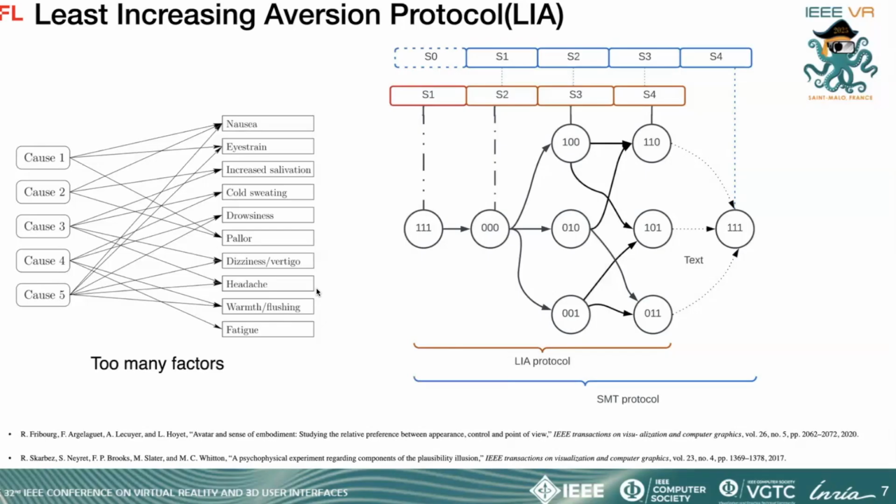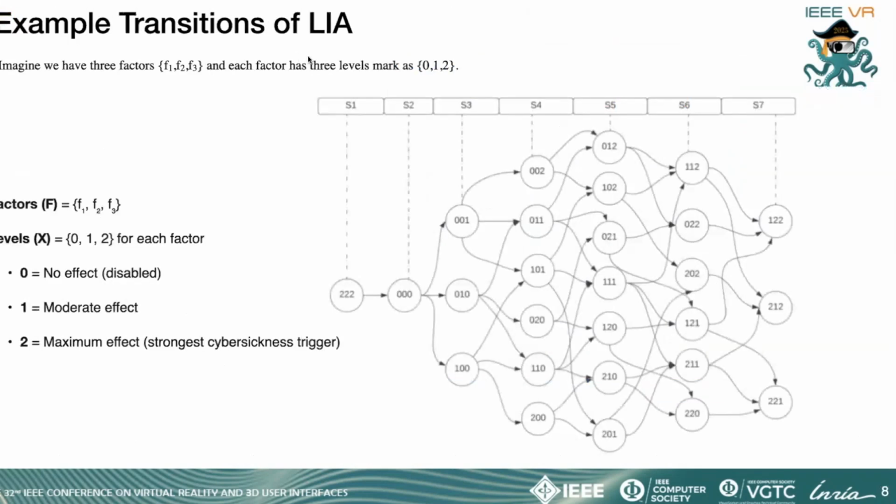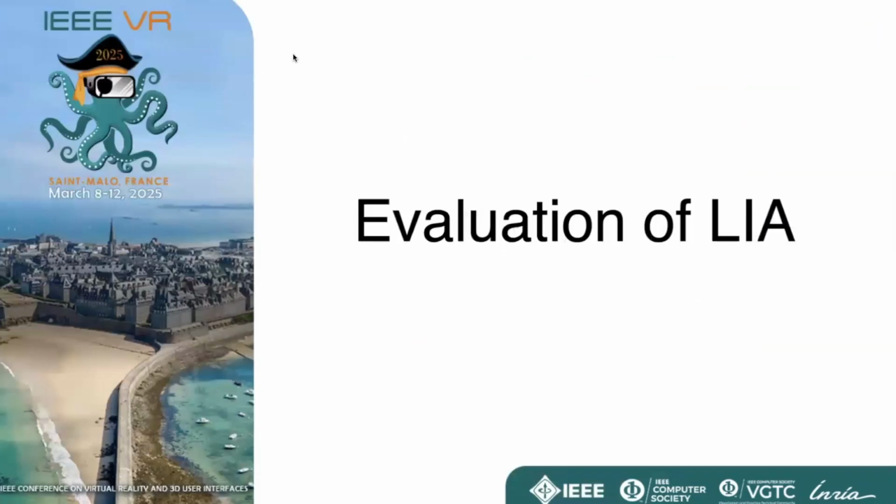This is where the LIA protocol comes in. It provides a structured way to identify and rank the most influential cybersickness triggers, while minimizing unnecessary exposure to discomfort with a minimum number of sessions. Due to our time constraints, we have to skip the detailed explanation, but we will use an actual experiment later on. However, our paper provides a thorough theoretical introduction to the LIA protocol and how to apply it in practice. Now let's see an actual experiment adopting the LIA protocol.